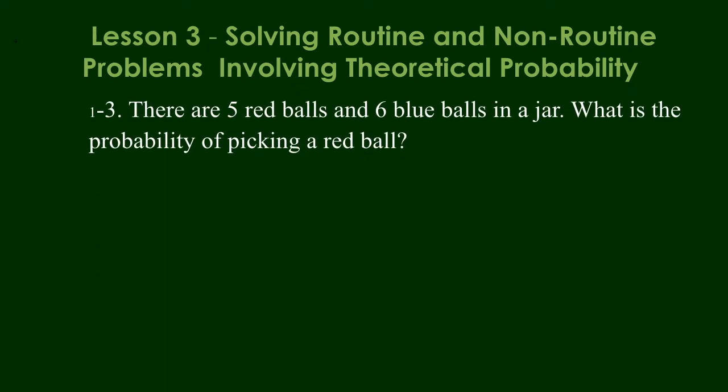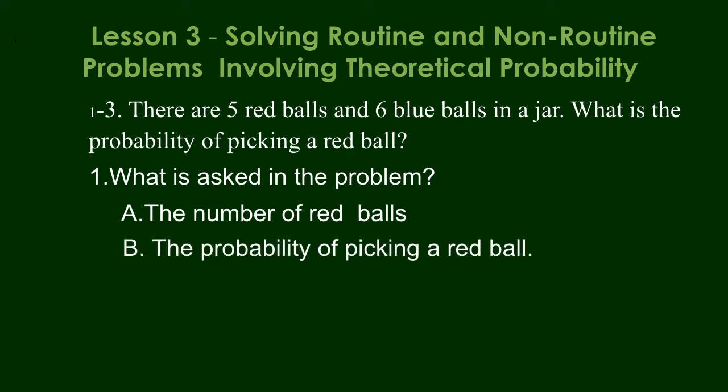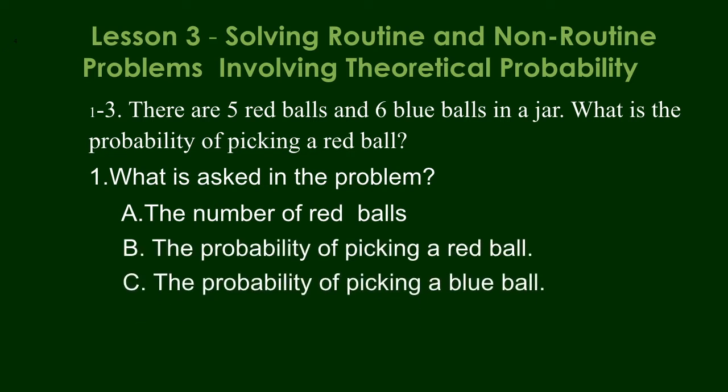For items 1, 2, 3, there are 5 red balls and 6 blue balls in a jar. What is the probability of picking a red ball? Number 1 question, what is asked in the problem? A, the number of red balls. B, the probability of picking a red ball. C, the probability of picking a blue ball. D, the number of blue balls.